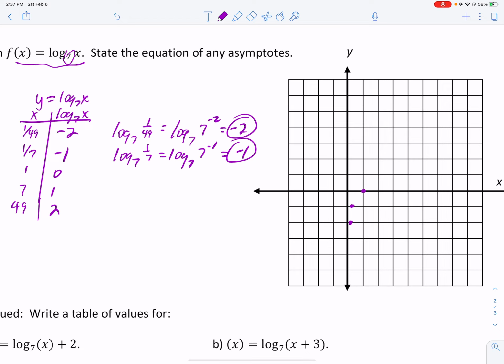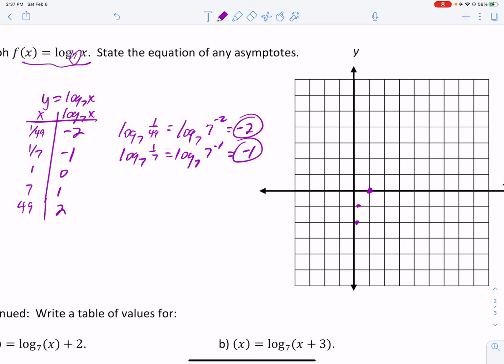And then at 1, we're at 0. And then at 7, we're at 1. And then we'd be way over to the 40 to 49 before we hit 2. So make sure that you run it parallel to the y-axis, that it comes up, and it just increases slowly. And there is your graph of y equals log base 7 of x.